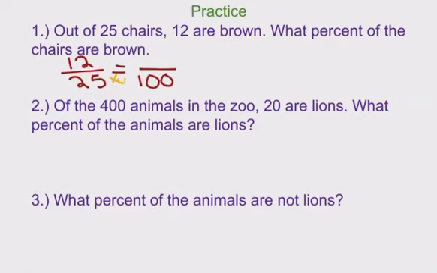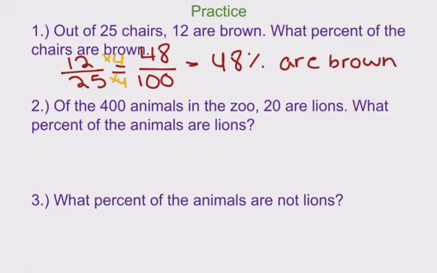25 times 4 would give us 100. Whatever you do to the denominator, you also have to do to the numerator. So then we'd have to do 12 times 4, which equals 48. Percents are always out of 100, so this would equal 48% of the chairs are brown.